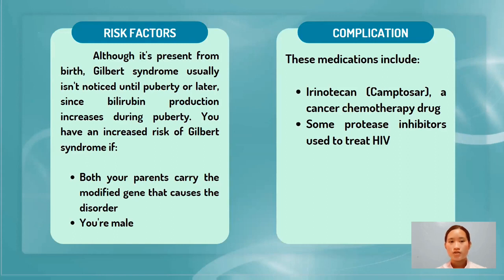Complications. The low level of the bilirubin processing enzyme that causes Gilbert syndrome may also increase the side effects of certain medications, since this enzyme plays a role in helping clear medication from your body. These medications include irinotecan or Camptosar, a cancer chemotherapy drug, and some protease inhibitors used to treat HIV.